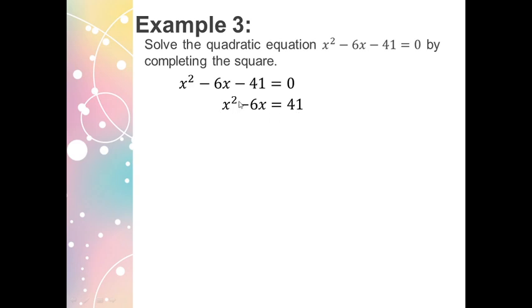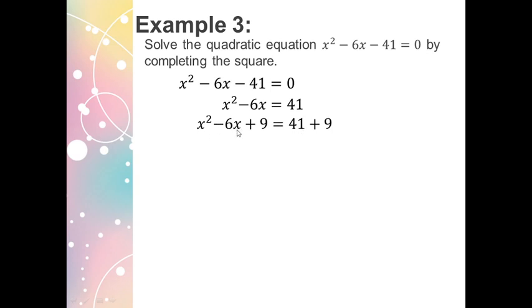Then we turn x squared minus 6x into a PST by adding a constant term to both the left and the right side. So to get the constant term, we need to divide -6 by 2. So you have -3. Then square -3, you have +9. So we are going to add +9 to both sides of the equation. We simplify the right side, so 41 plus 9 is 50.